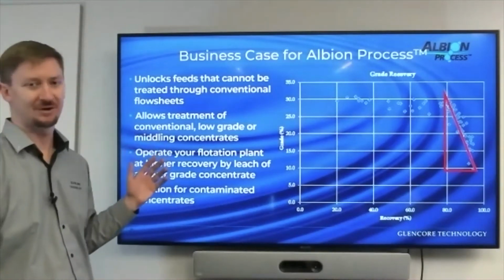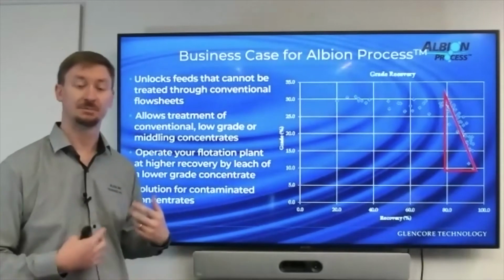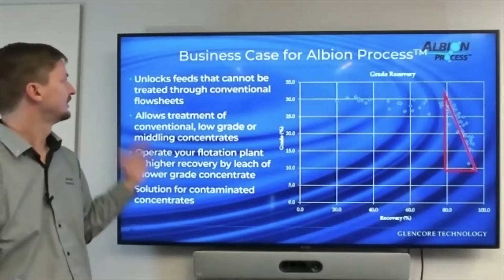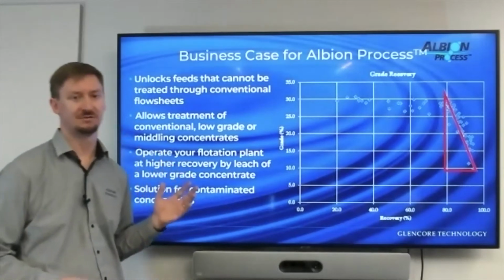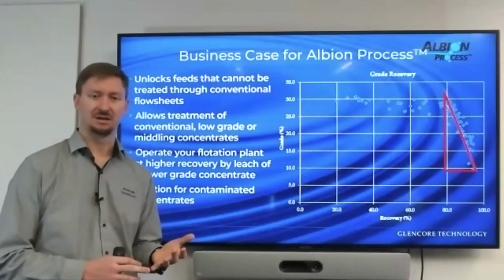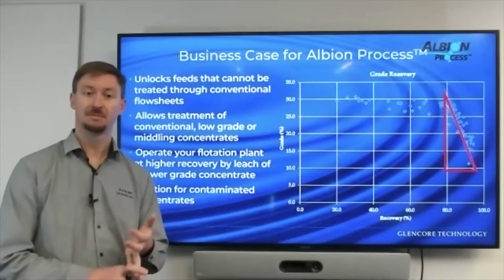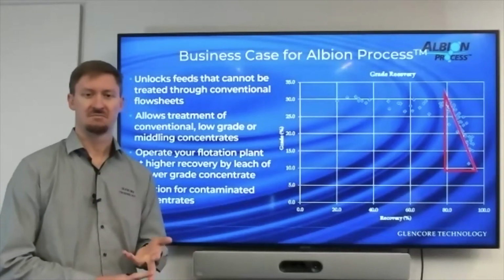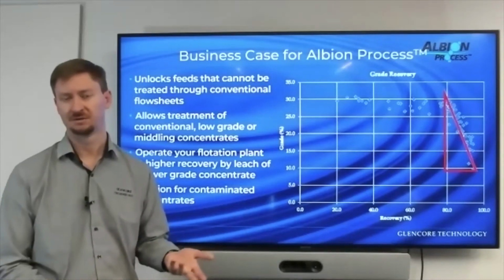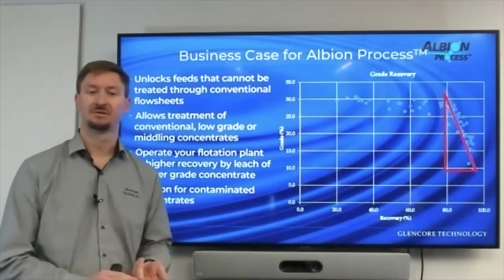Right, business case for Albion. Why would you build an Albion plant and run an Albion plant as opposed to just selling your concentrate? So, big one, it unlocks a feed that cannot be treated through conventional flow sheets. This is material that can be not floatable at all, has penalty elements in it, or has uneconomical float conditions, as you need too much suppressant, for example, if you have high talc. Big part of Albion is it doesn't need to be concentrated at all.